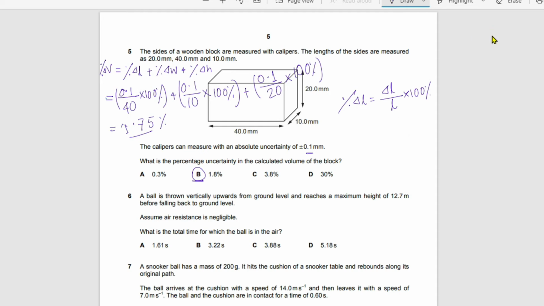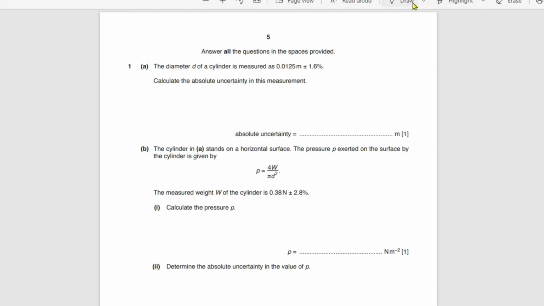Alright, we are in another question. It is May June 19, paper 2, variant 2. Here we have a question. The diameter of a cylinder is given, and we have to find out the absolute uncertainty. The values and percentage uncertainties are given.